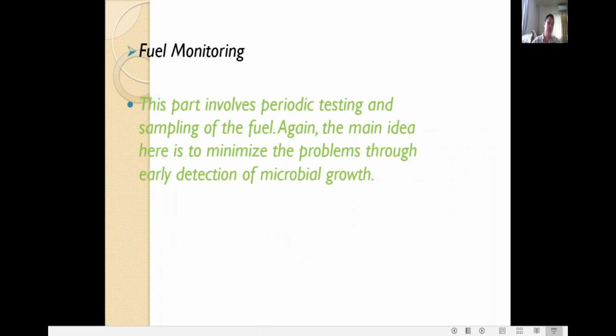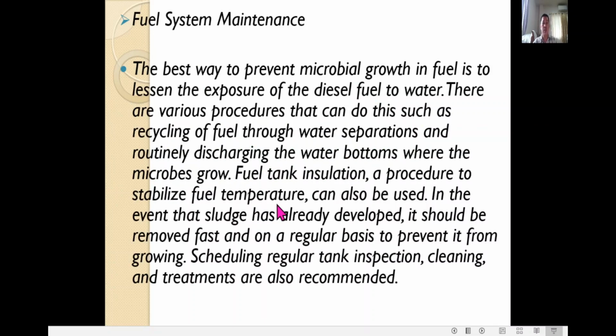We have also here fuel monitoring. So fuel monitoring, this part involves periodic testing and sampling of the fuel. Again, the main idea here is to minimize the problems through the early detection of microbial growth. We have also here the fuel system maintenance.